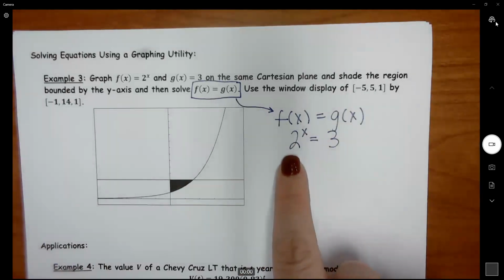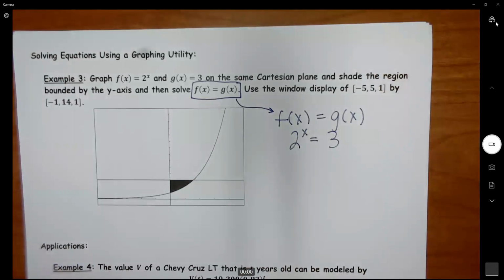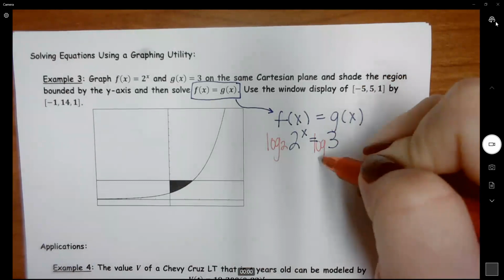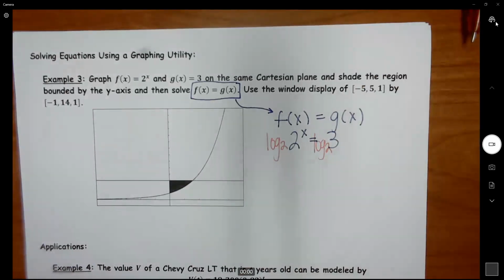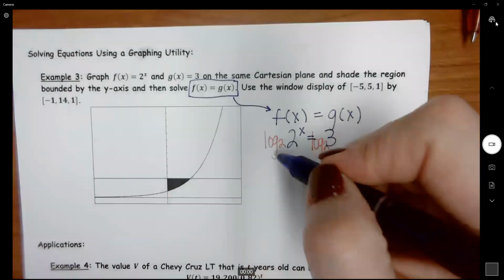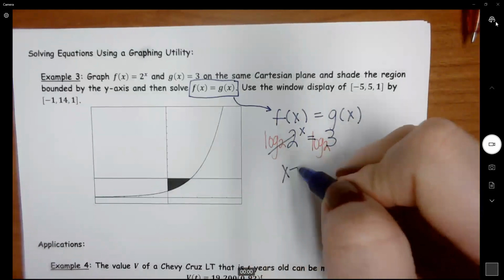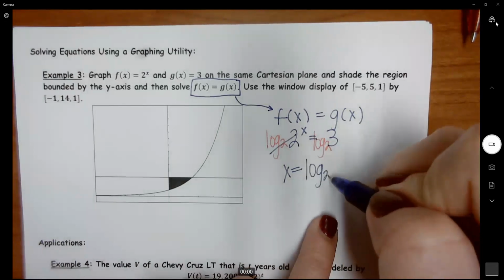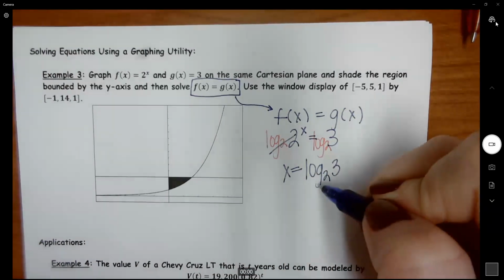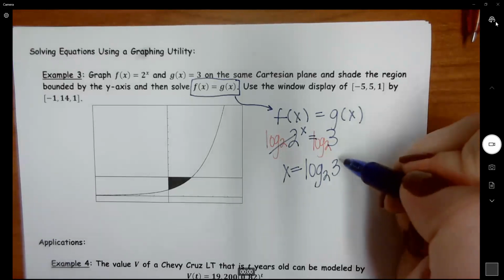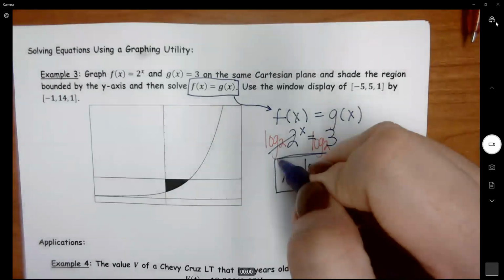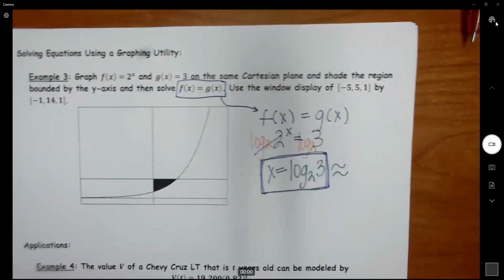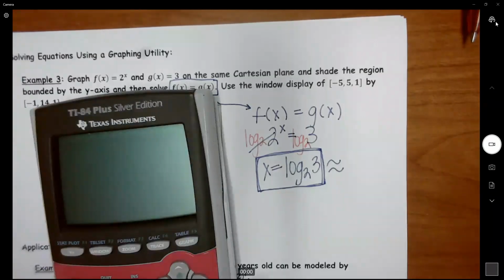So how do I get rid of an exponential with a base of 2? I will take both sides to a log base 2. So log base 2 of 2 cancels, and I am left with x. And then this is just a number, log base 2 of 3. So while this is what x equals, I am sure your answers are going to be a decimal equivalent. So let's put this into our calculator.